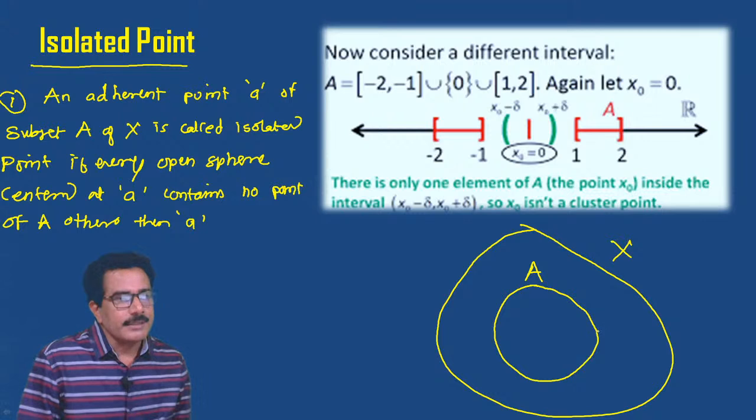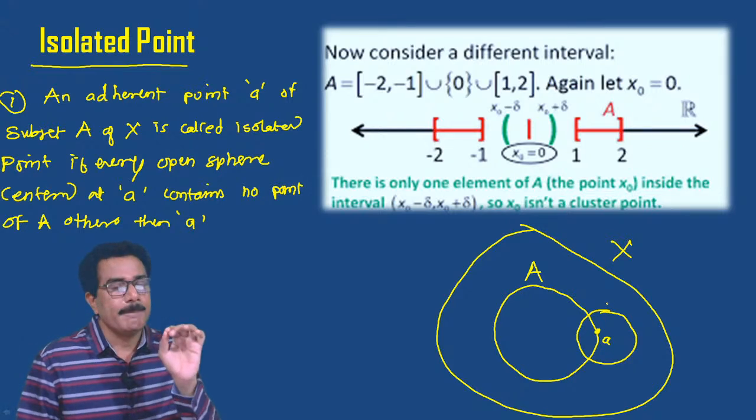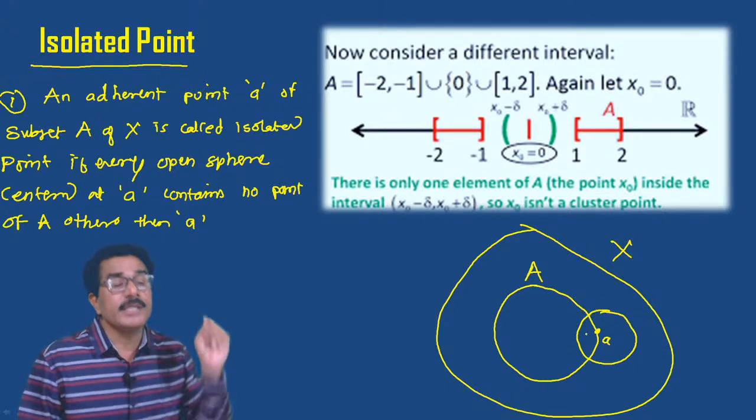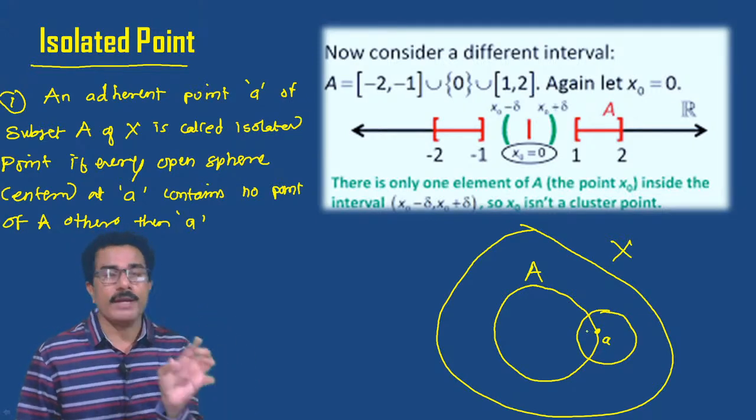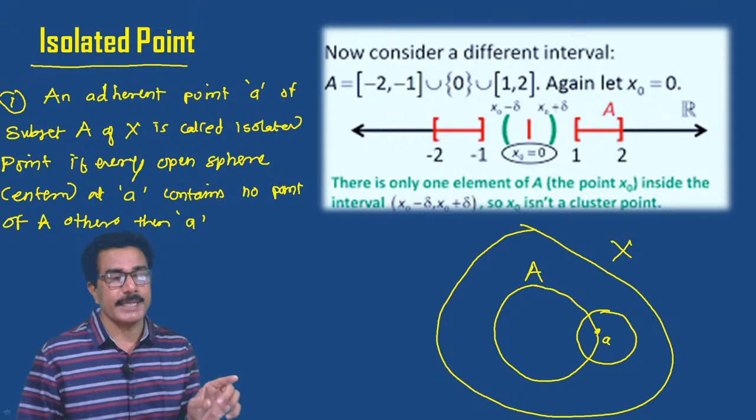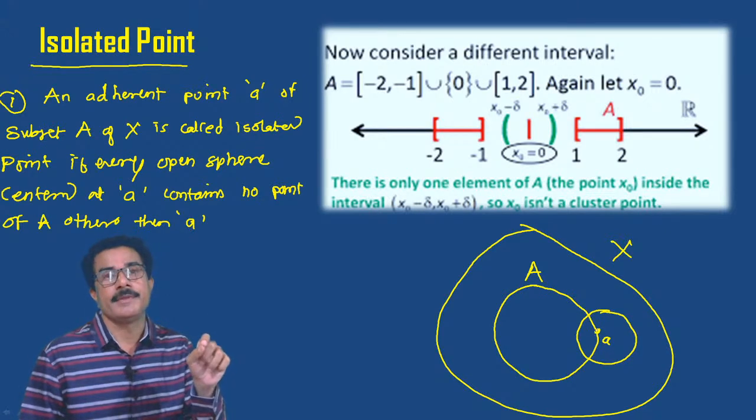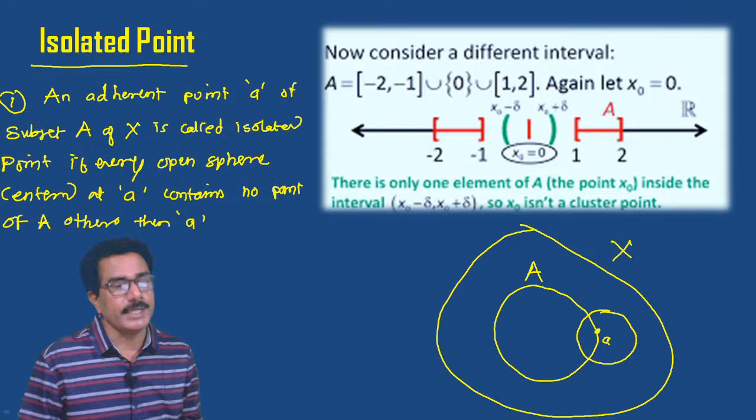If we consider a small point a, and if we draw an open sphere centered at a, if there is no other point of capital A included in that open sphere, then this only one point, that is a, is included in this. So this point is called an isolated point of capital A.